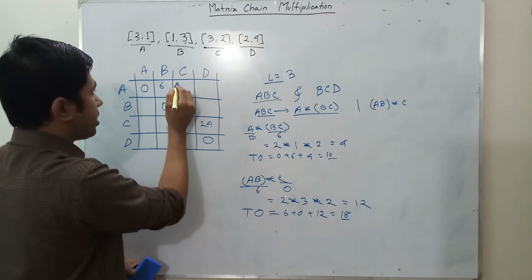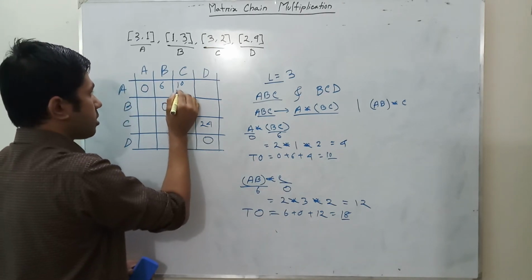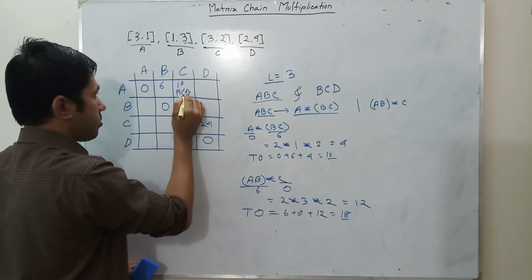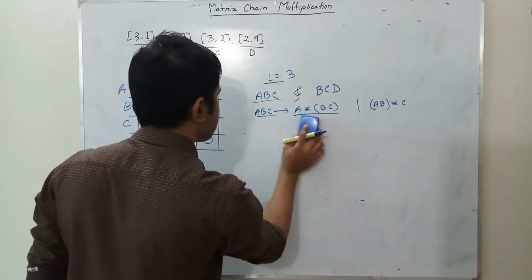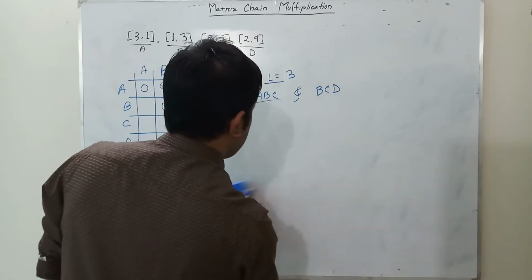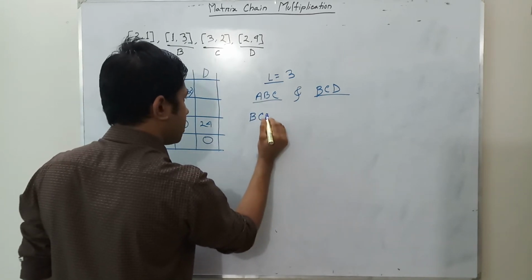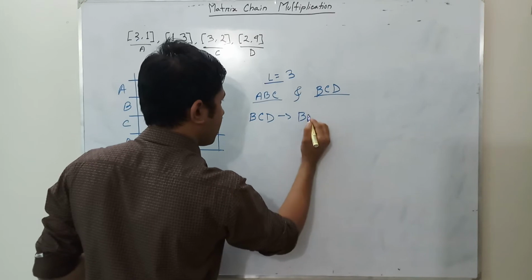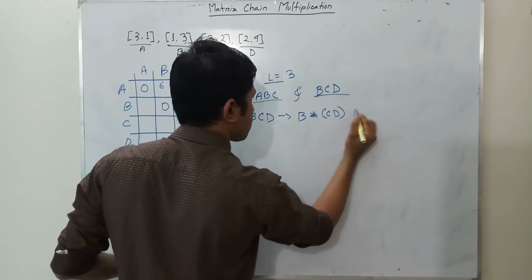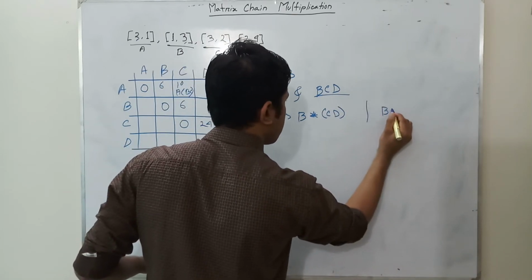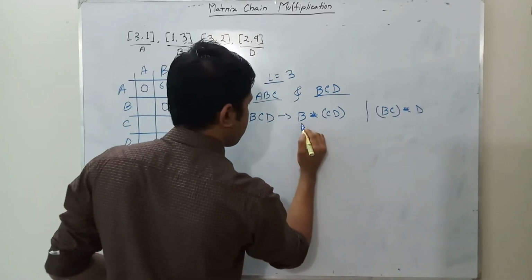ABC, the value we need is 10, and we will also keep the order A first, B, C. Okay. Now we will find out for BCD. We can multiply either first B with CD or first BC with D.